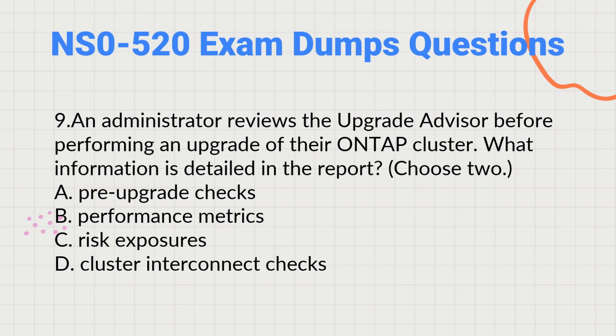9. An administrator reviews the upgrade advisor before performing an upgrade of their ONTAP cluster. What information is detailed in the report? Choose 2. A. Pre-upgrade checks. B. Performance metrics. C. Risk exposures. D. Cluster interconnect checks.